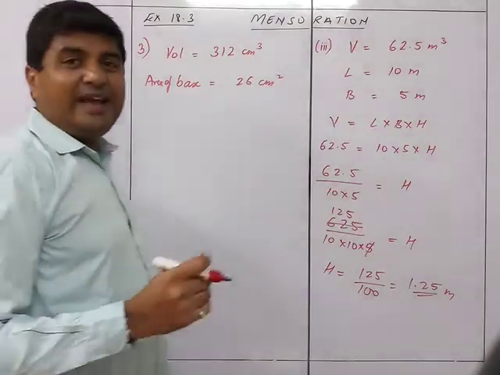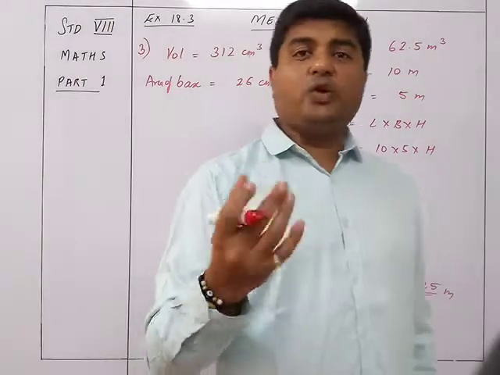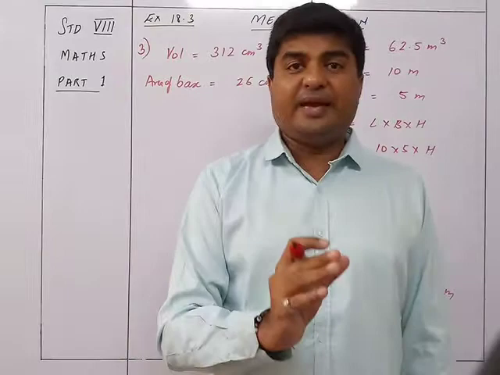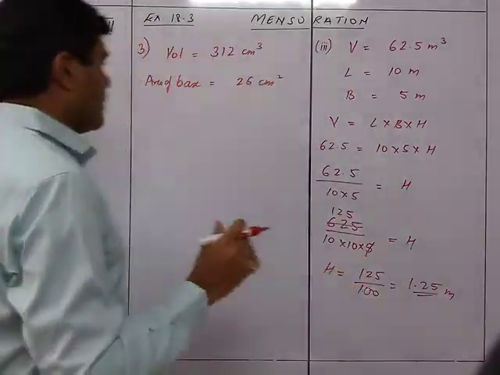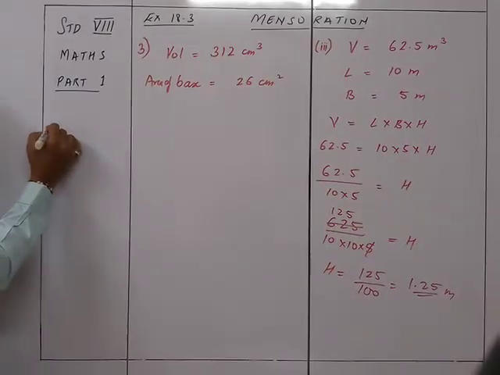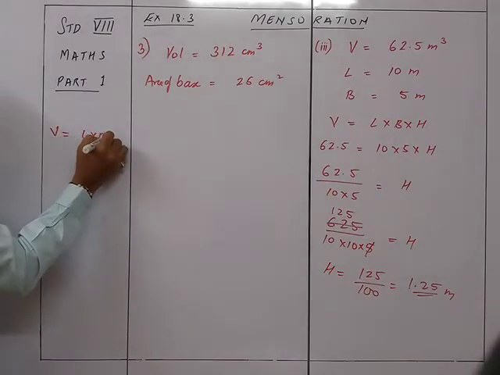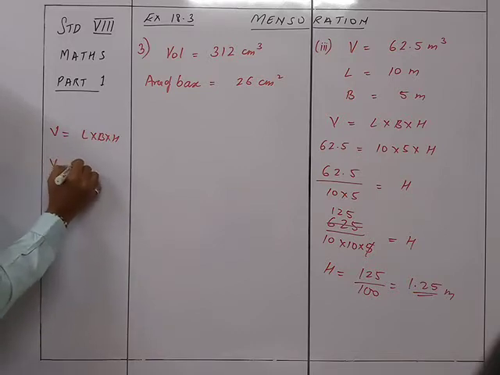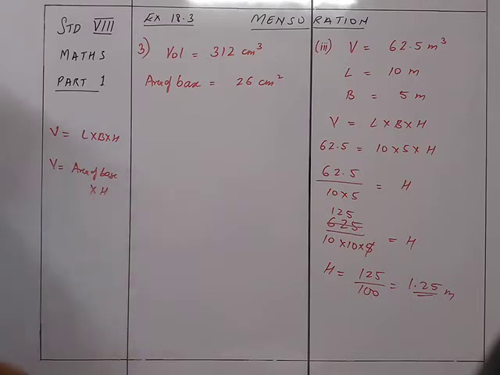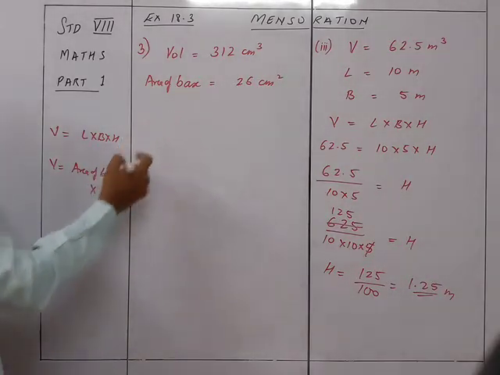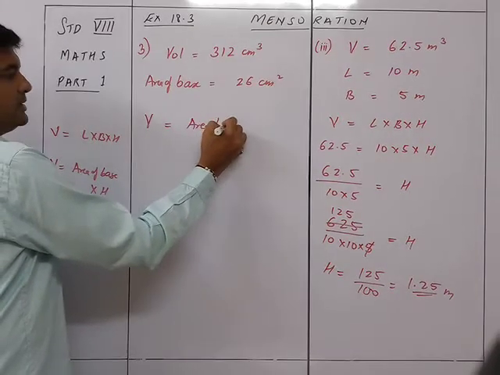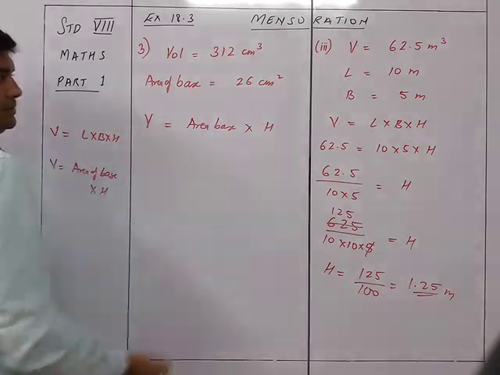So now since the area of the base is given to me, that means length into breadth is already given to me. So I don't have to take L into B at all. I just have to say area of the base into height. So I'll take the next formula. We see that we had two formulas. One formula was V is equal to L into B into H, and the other formula was V is equal to area of base into height. So this is the formula we are using here. So your formula will be V is equal to area base into height.